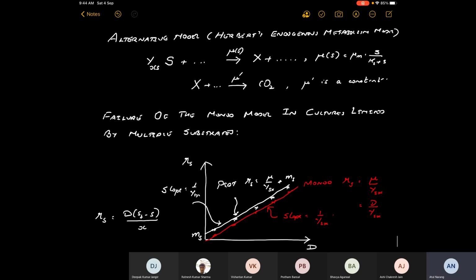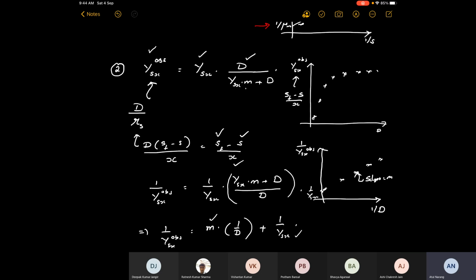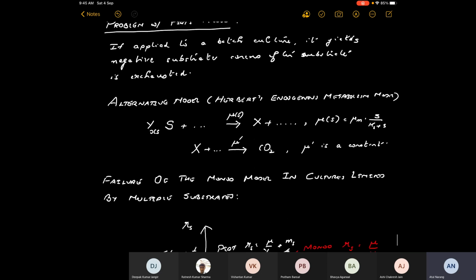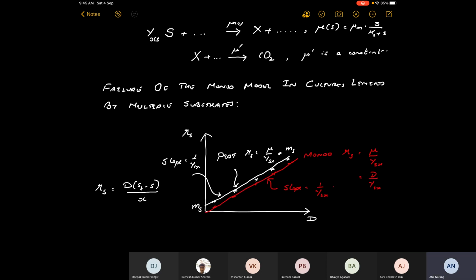The convoluted method that is there in Pirt's paper and also in the literature is this: first they calculate ysx observed, then they take 1 over ysx observed and plot it against 1 over D. From the slope they get the maintenance, and from the y-intercept they get 1 over ysx. This seems to me to be a rather convoluted approach. Rather than go through all that, you can get the parameters straight away from the data. Let me repeat once again; I'll just summarize it in two lines.